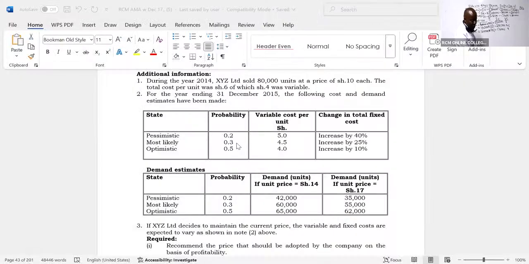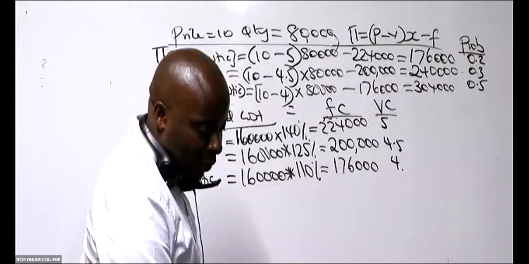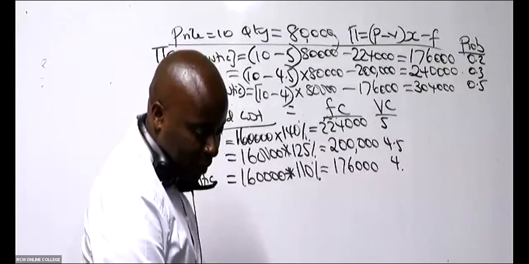The probabilities of our environments have been given here: 0.2, 0.3, and 0.5. But even in the second table, we have the same probabilities. So we have 0.2, 0.3, and then 0.5. So what shall we use those probabilities for? Use them to get what we call expected profit.